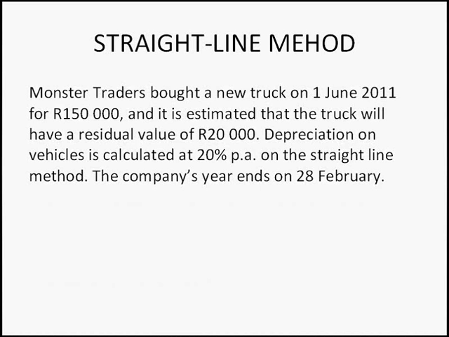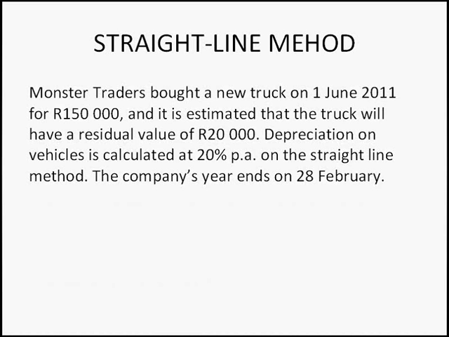Depreciation on vehicles is calculated at 20% per annum on the straight line method, and the company's year ends on the 28th of February. Okay, so let's have a look at what information they gave us. Firstly, they told us when we bought the truck, 1st of June 2011. They told us how much we bought it for, so the cost price of the truck is 150,000. They tell us that there will be a residual value, and that value is 20,000. They tell us that we have to calculate depreciation using the straight line method, and that it's calculated at 20%.